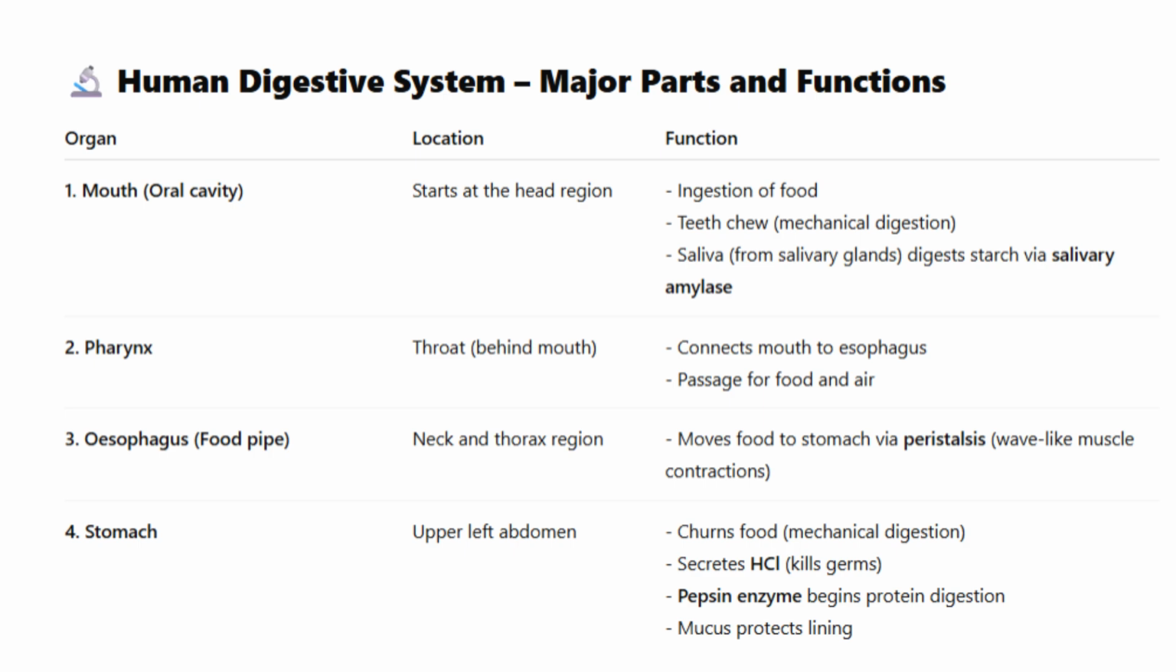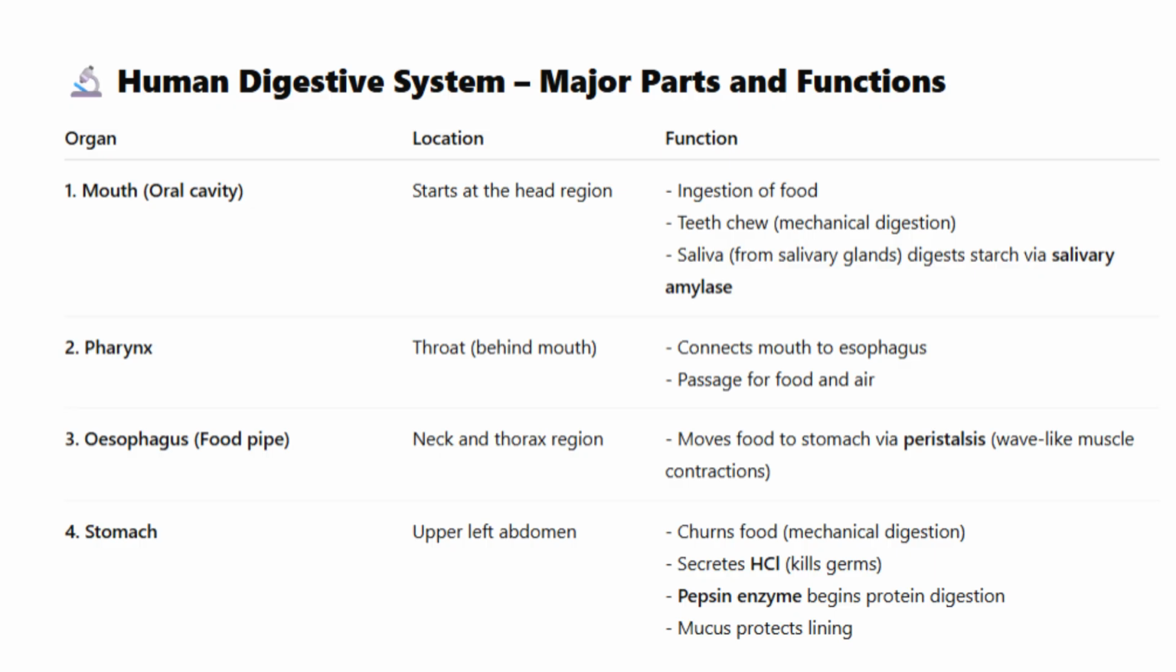The teeth play a vital role here by chewing and breaking food into smaller pieces. This is mechanical digestion. Meanwhile, saliva from the salivary glands moistens the food and begins chemical digestion of starch with the help of an enzyme called salivary amylase.